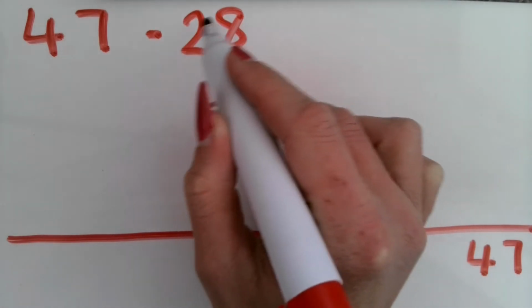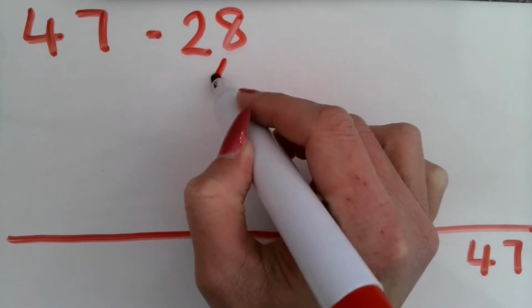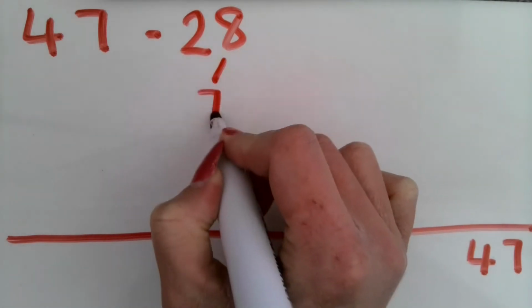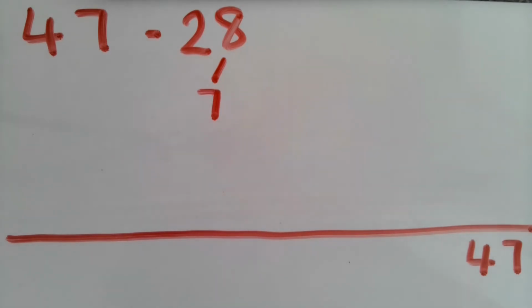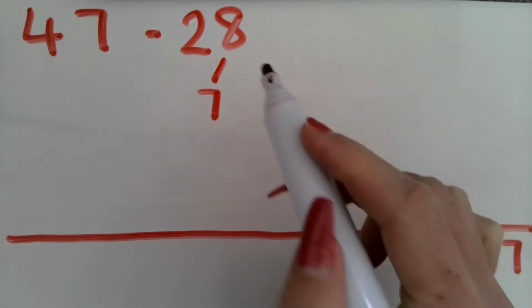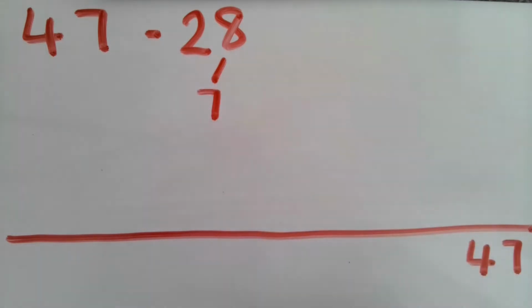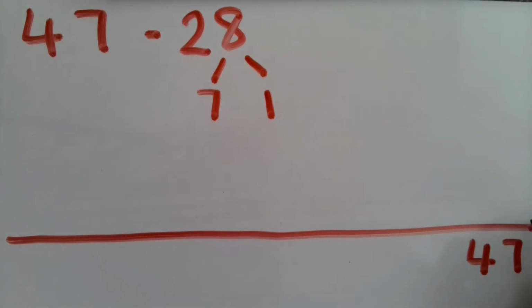So I'm going to look at the ones over here in 28. I've got 8 ones. If I want to get rid of 7 of those ones, that will take me back to my previous 10. But I also don't just want to take away 7 ones. I want to take away 8 ones altogether. So I know that I'm going to need to take away another 1 because 7 and 1 make 8. Now, it doesn't really matter whether you decide that you want to take the 1s or the 10s away first. I'm going to start with the 1s for this example.